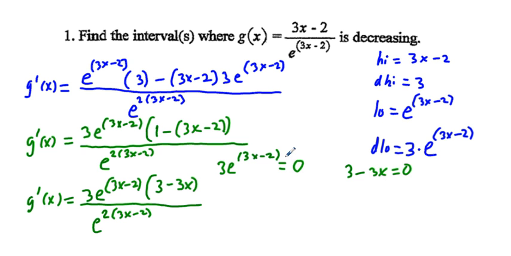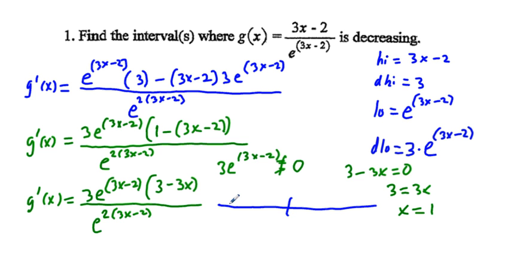So this can never equal 0 and is always, in fact, going to be positive. But on the right, we can set this function equal to 0 if we add 3x to both sides. We have 3 equals 3x, so x equals 1. That is our critical number. Let's draw our number line.